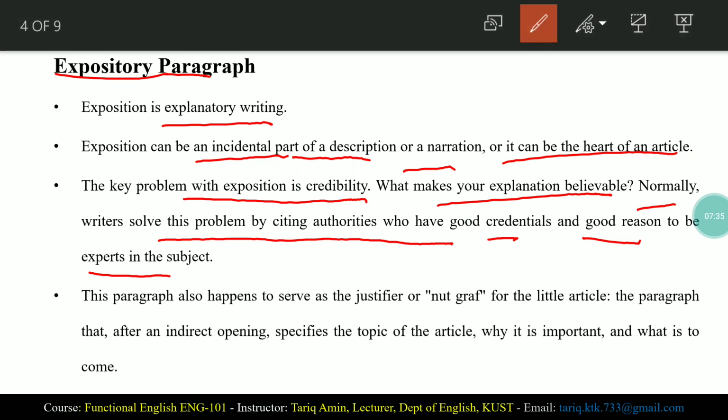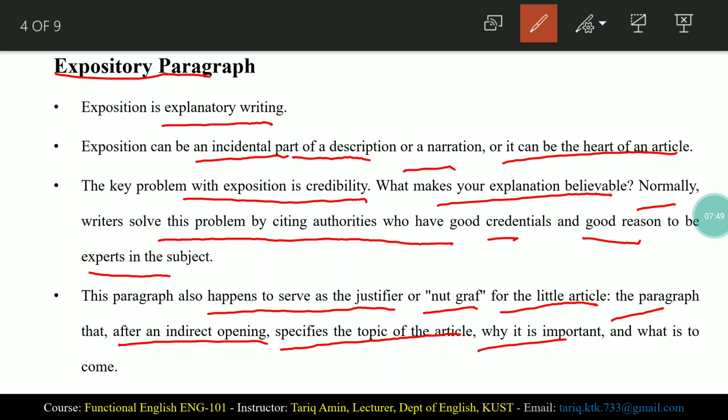This paragraph also happens to serve as the justifier or nut graph for the little article, the paragraph that after an indirect opening specifies the topic of the article, why it is important, and what is to come. So it explains all the things. For example, the topic of the article, why a particular topic is important, and why it is necessary to be researched or carried out on that very topic.